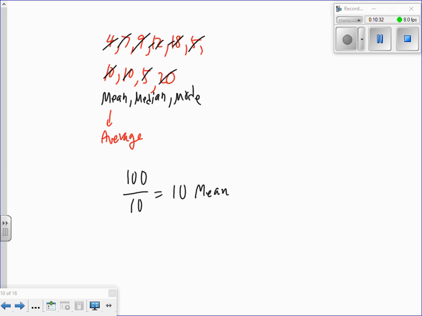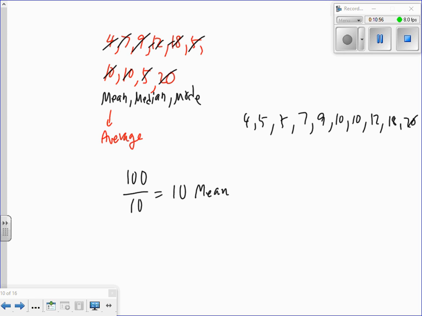Now the median means the middle number, so we're going to rearrange these in order. So 4, 5, 7. Sorry, I got 5 twice, don't I? 4, 5, 5, 7, 9, 10, 10, 12, 18, and 20.